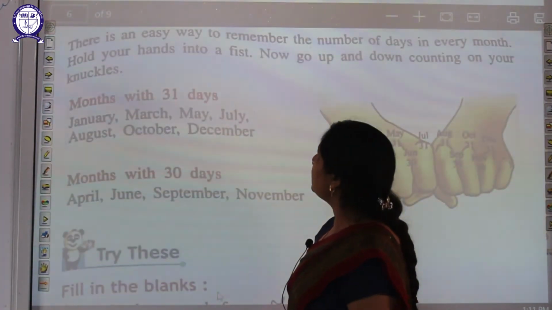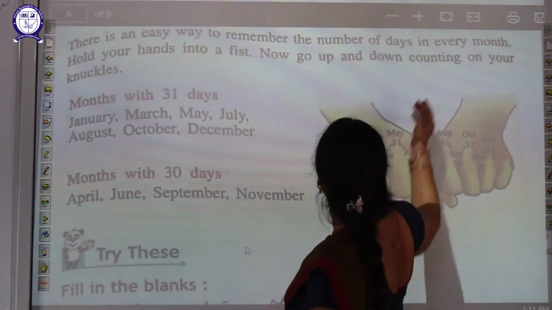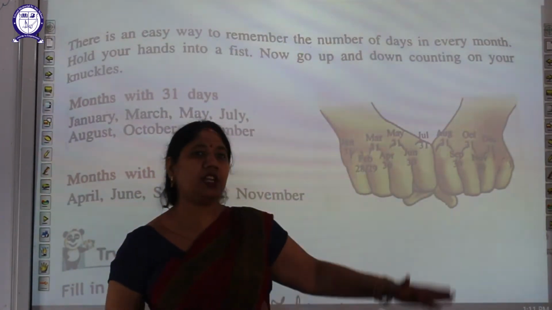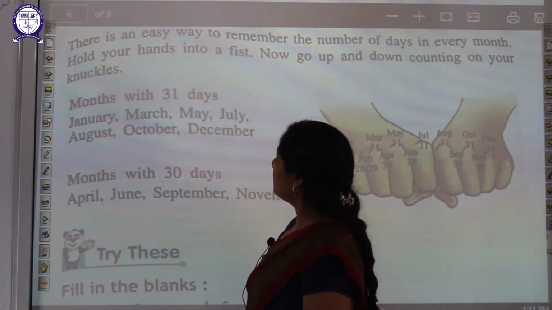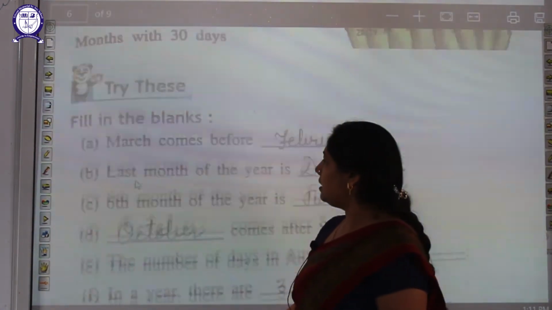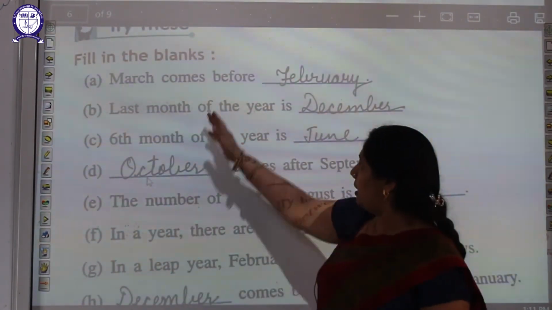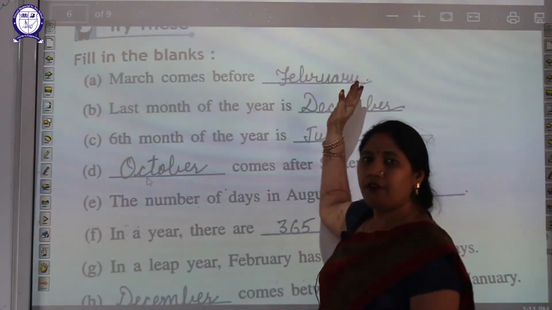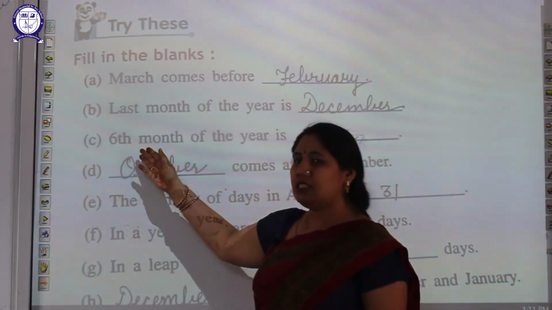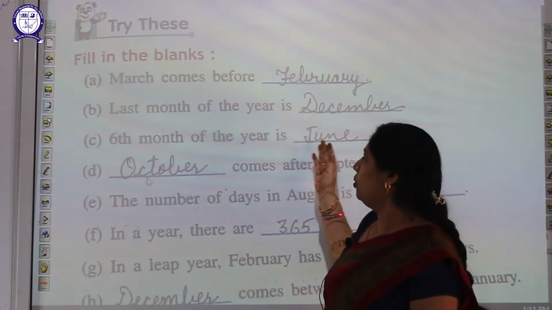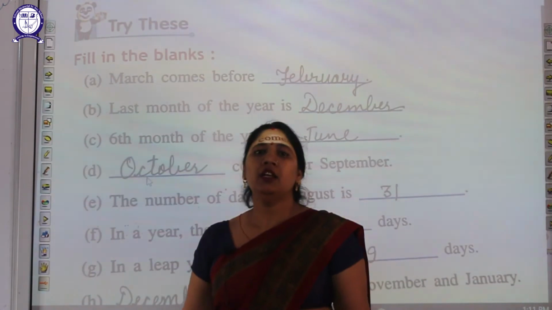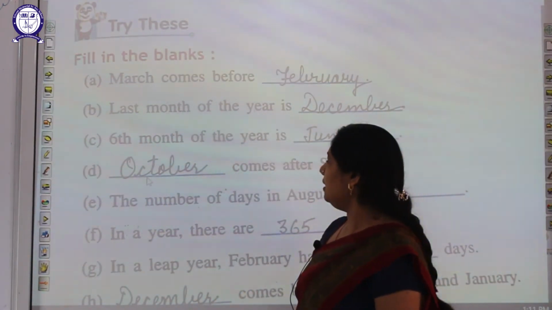There is an easy way to remember the number of days. We have already done this activity with the help of our chunks. Months with 31 days, you have to learn it. Months with 30 days. Let's do the exercise. Fill in the blanks. March comes before February. Last month of the year is December. 6th month of the year is June. Dash comes after September. After September, October. So October comes after September.